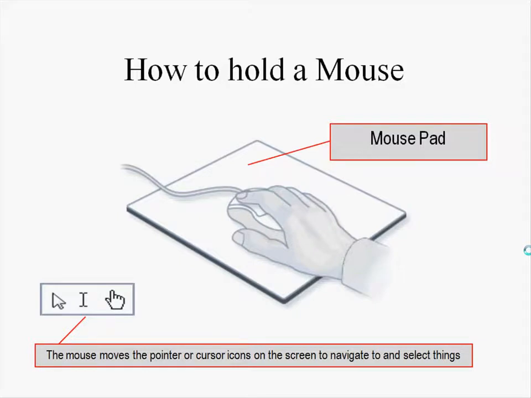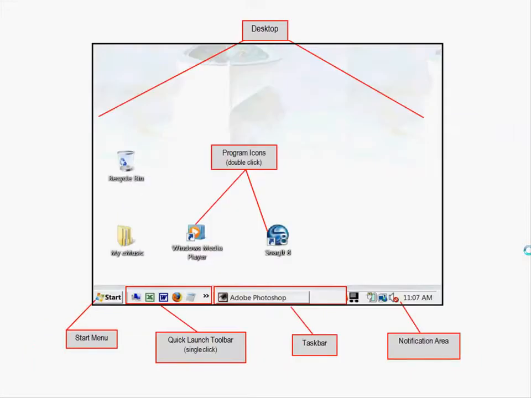But what do you do with a mouse? Well, we're going to find out, because next we're going to talk about the desktop. That is the area on the screen that you see when you first turn on your computer.